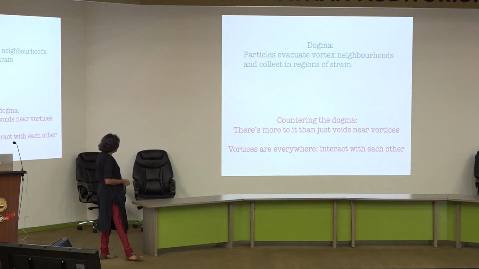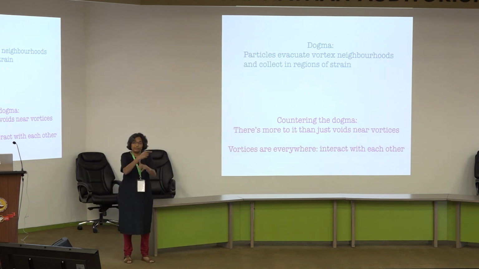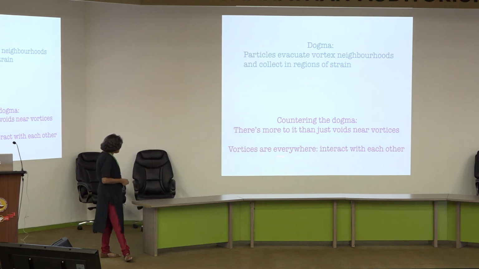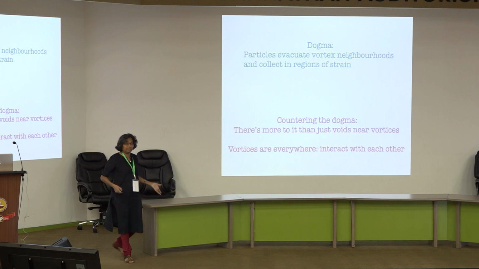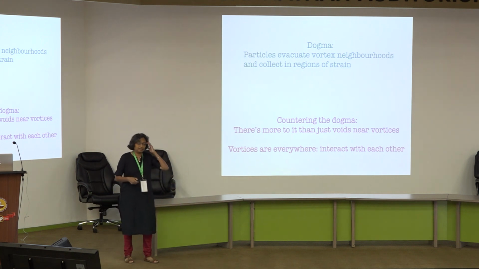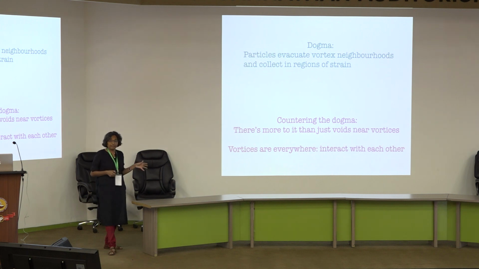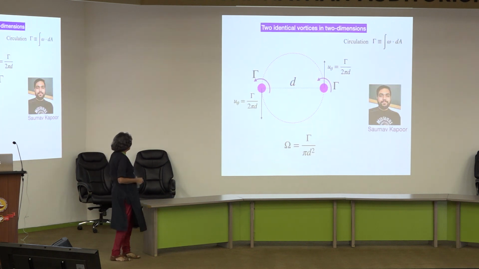The first point to notice is that vortices are everywhere, whether it's in 2D turbulence or 3D turbulence, and they interact with each other. They tell each other how to move. So what happens to particles when vortices are interacting with each other? This is the question we are asking. And what's the simplest thing we can do? We can take two vortices which are interacting with each other. That's what a lot of this talk is going to be about.